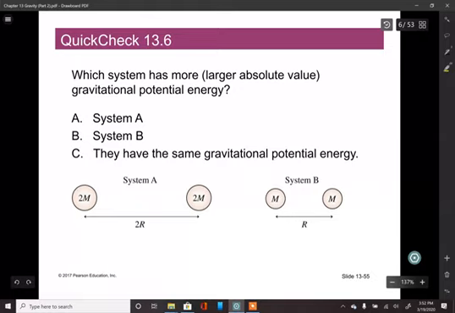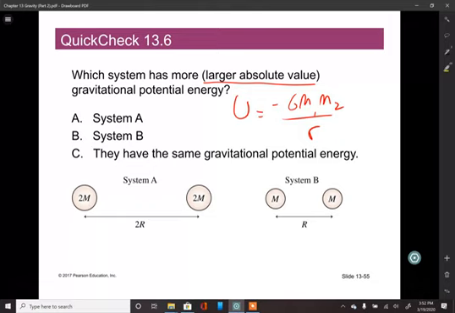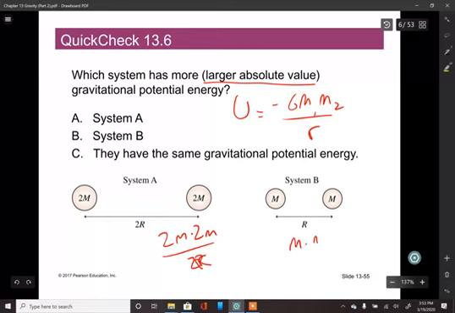So let's do some practice, a couple things here. First thing, notice they've asked very clearly about the bigger absolute value of potential energy. So, we know that's our equation. And so we just look at what we got, right? So this system A, we have 2m times 2m over 2r, capital R. And system B, it's m times m over r.